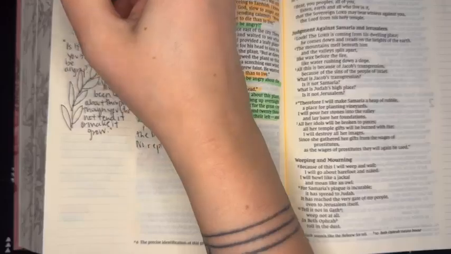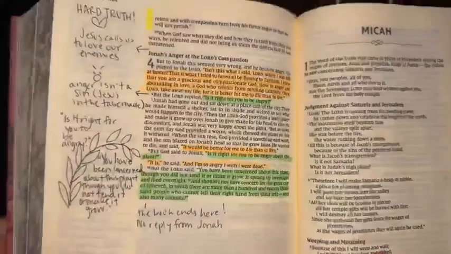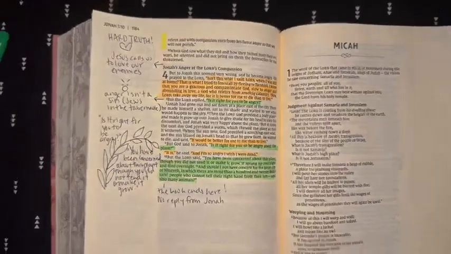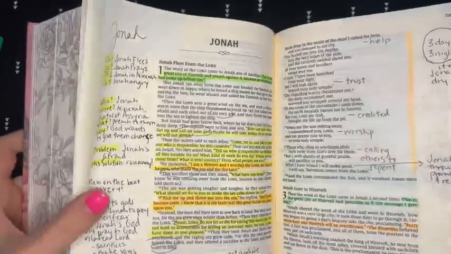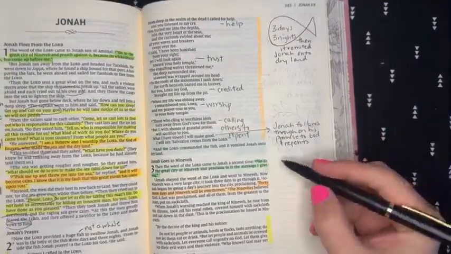And then I'm going to draw a little angry face up here. My little angry face guy. And then flip back over here, see if there's anything else I want to illustrate. Over here, Nineveh.